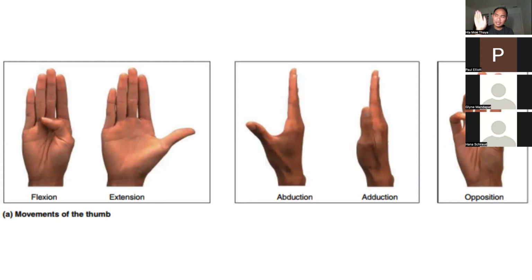The movement of the thumb and their names: flexion means like this, extension means going the opposite direction, abduction means pointing towards the air.